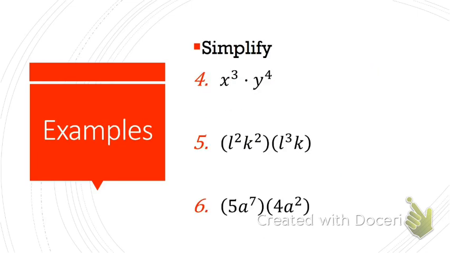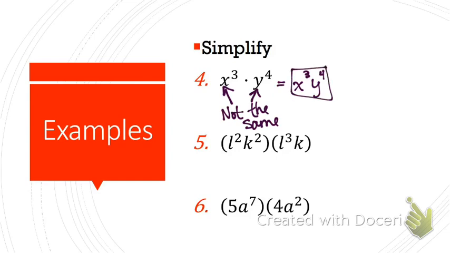So I want to go through examples 4, 5, and 6. These are already written down, but I want you to realize different situations. In example 4, they do not have the same base. So, not the same base. Because they're not the same base, the answer would just be left alone: x cubed, y to the 4th. So if you do not have the same base, you cannot add exponents together.